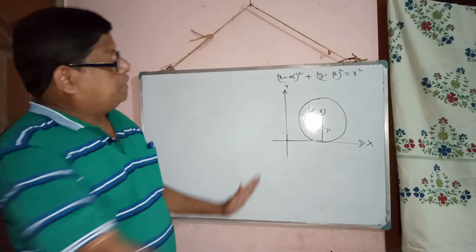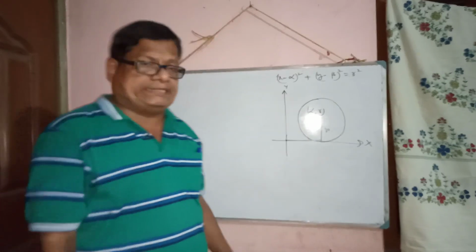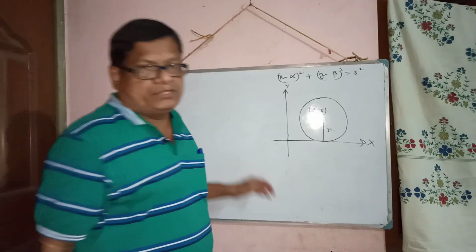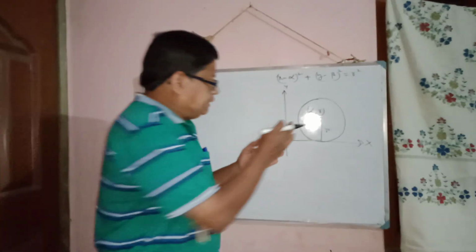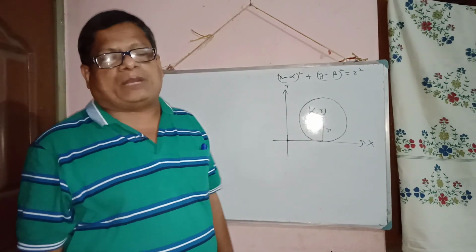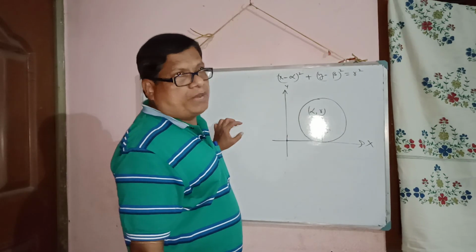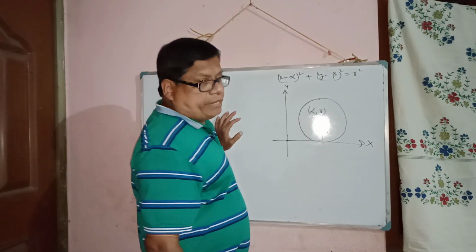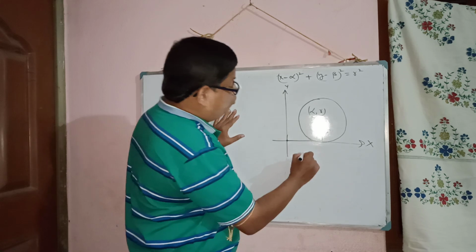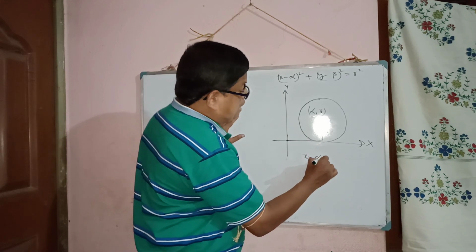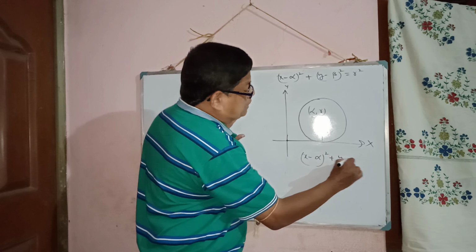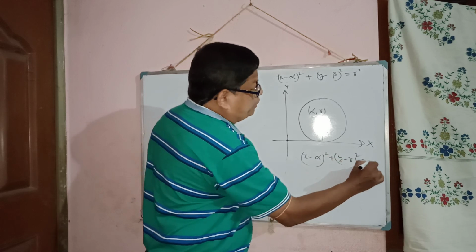If the circle touches the x-axis, this means this is the tangent. Then all of you know tangent and radius are perpendicular to each other, so the center will be alpha comma r. Okay, center. So the equation will be x minus alpha whole square plus y minus r whole square equal to r square.